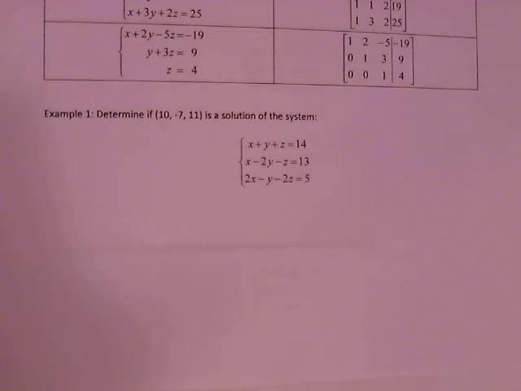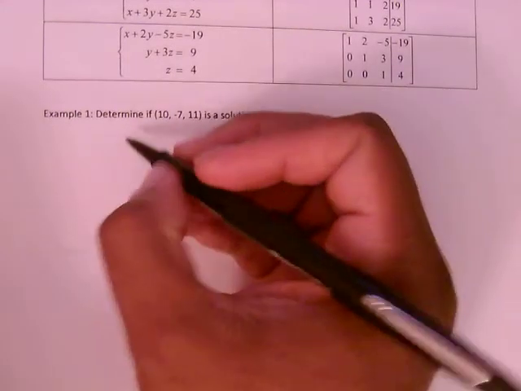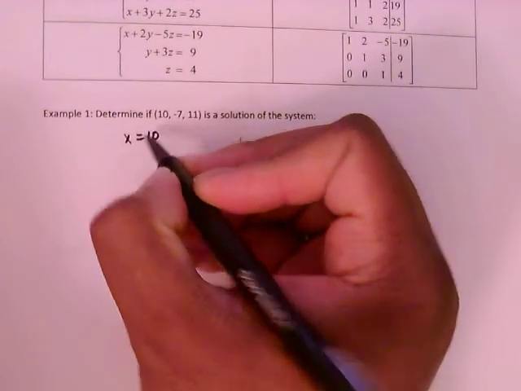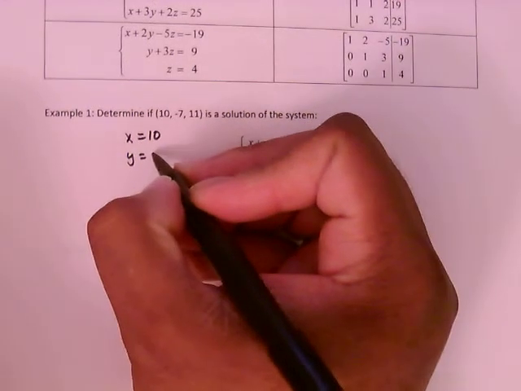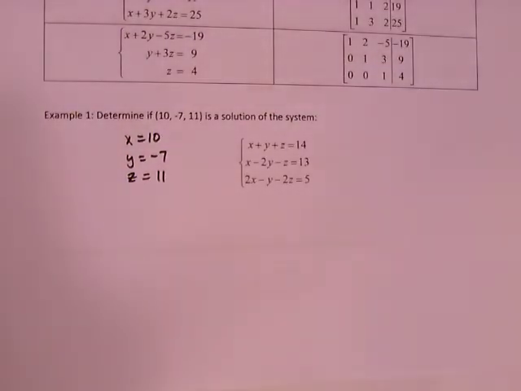In this case, in that ordered triple, (10, -7, 11), x is 10, y is -7, and z is equal to 11. So what we have to do here is substitute x, y, and z with those values into each one of those equations to see if the left side does equal the right side.